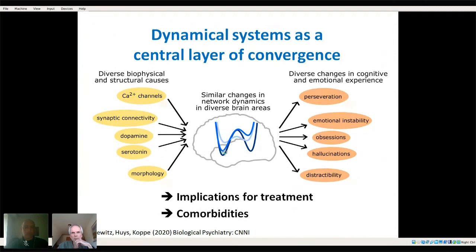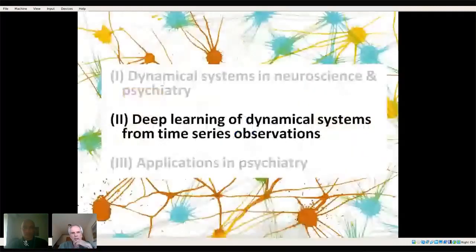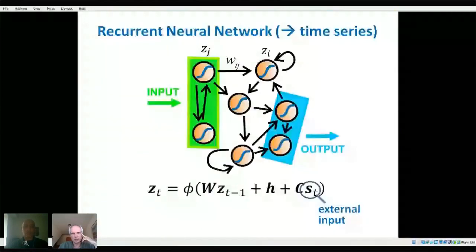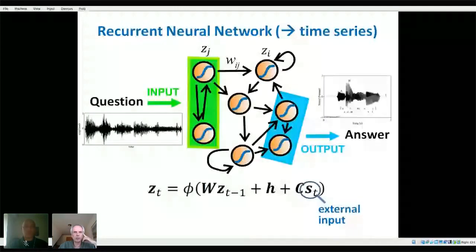So now let me move on. This is basically just a brief introduction to why we think this is very important. What we want to do is identify dynamical systems directly from time series observations. Our backbone is recurrent neural networks, as they are used in machine learning. They are by now, I think, the standard tool in machine learning for processing any type of time series information, for instance in natural language processing or in monitoring video streams.